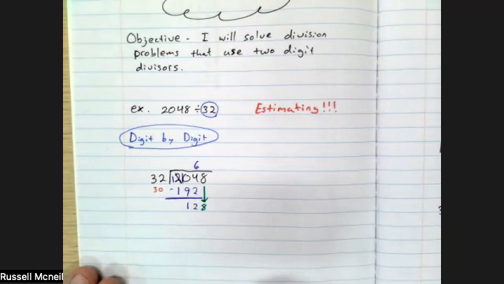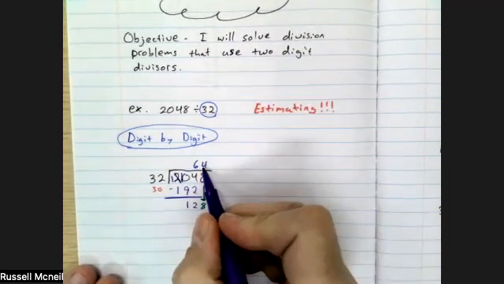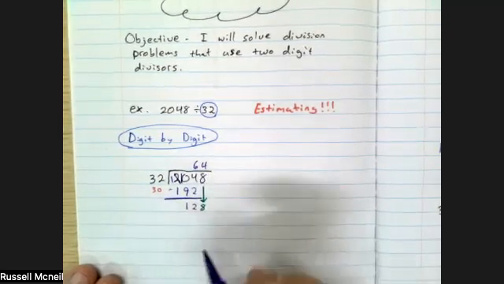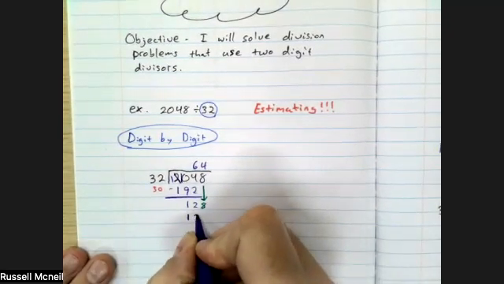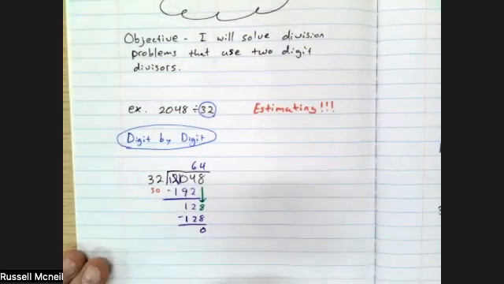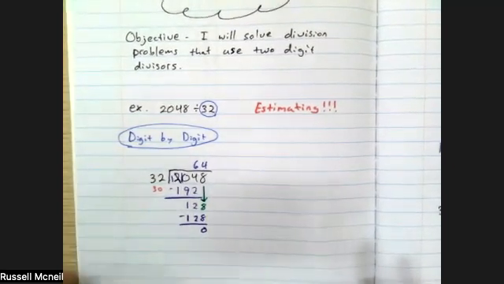Let's see. Let's plug in that 4. 4 times 30, 120. 4 times 2, 8. So we get 128. Looks like we are not going to have a remainder. The answer is 64. All right, that's the old school method.